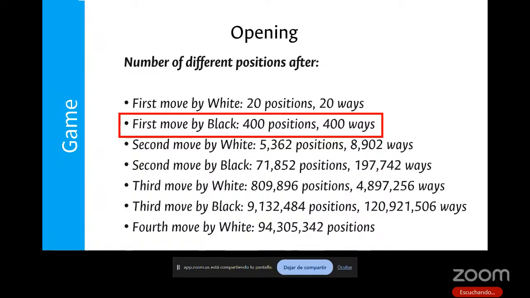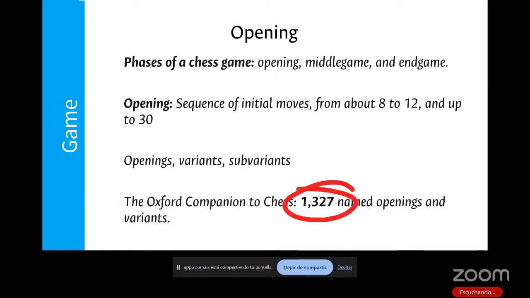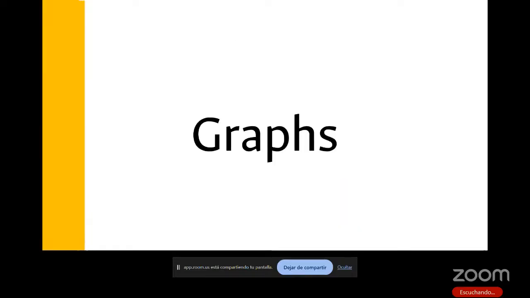If you want to see a bit more, when you get to the third move by the black, you have more than 9 million positions and 120 million ways of getting into those positions. But not all of them are useful. You have just this number of named openings, the relevant openings in chess.